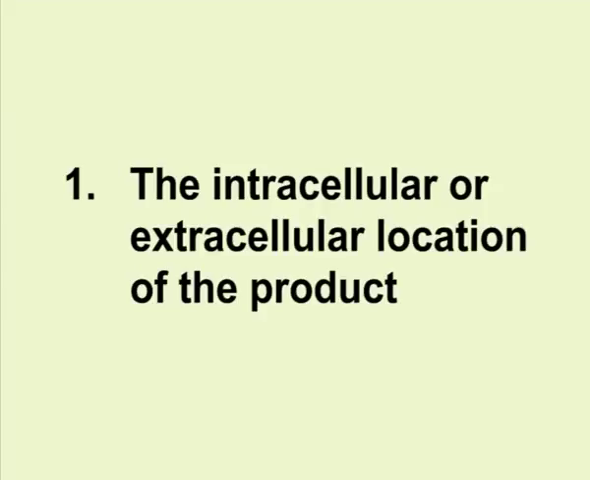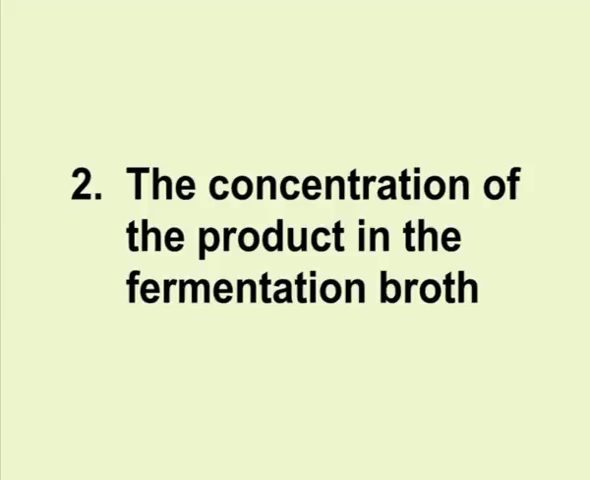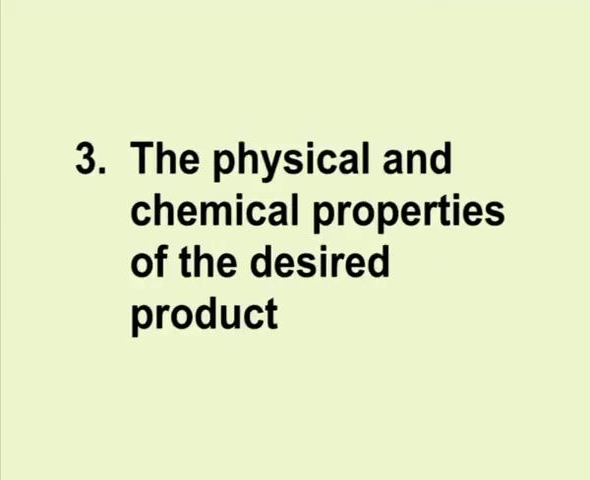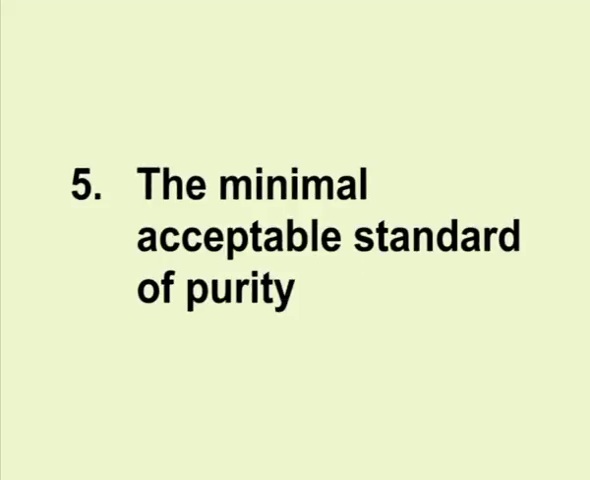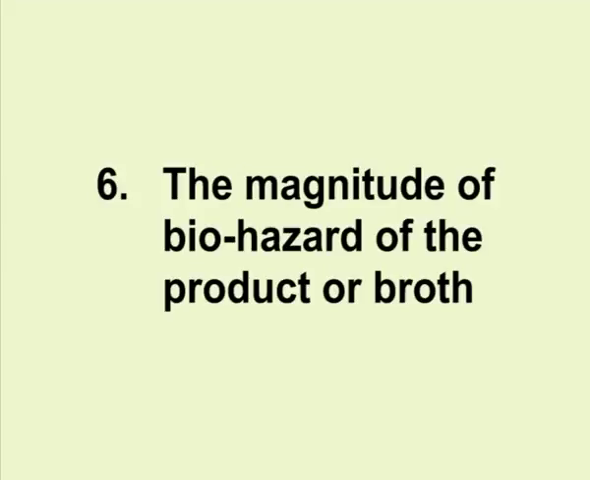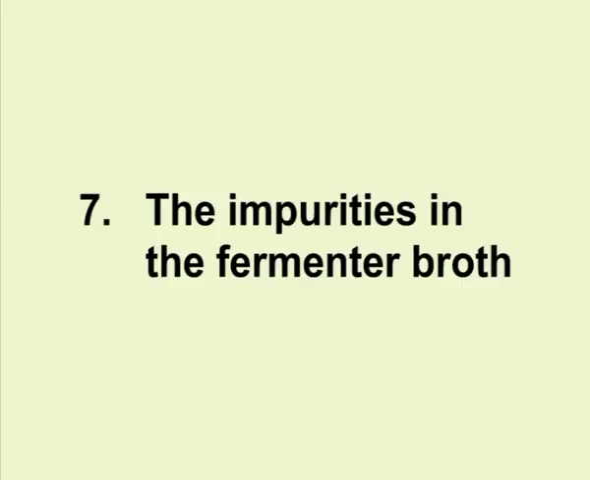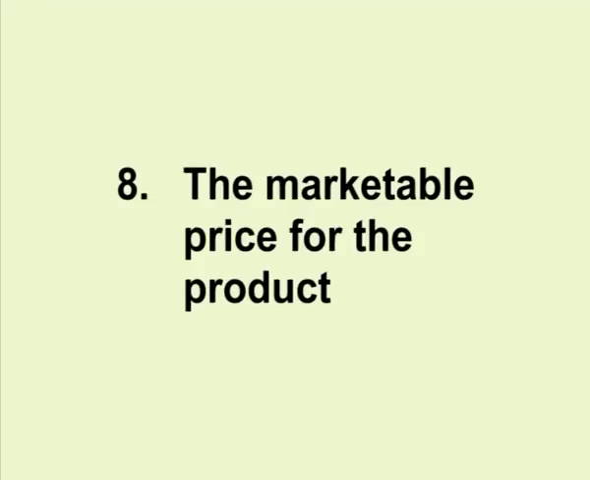The choice of recovery process is based on the following criteria. 1. The intracellular or extracellular location of the product. 2. The concentration of the product in the fermentation broth. 3. The physical and chemical properties of the desired product. 4. The intended use of the product, and 5th, the minimal acceptable standard of purity. 6th, the magnitude of biohazard of the product or broth. 7th, the impurities in the fermenter broth, and at last 8th, the marketable price for the product.